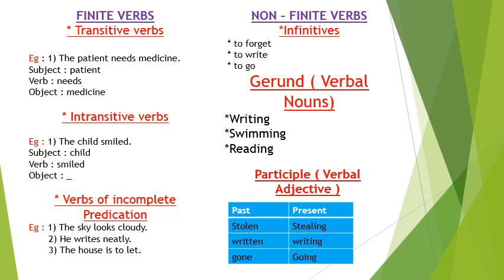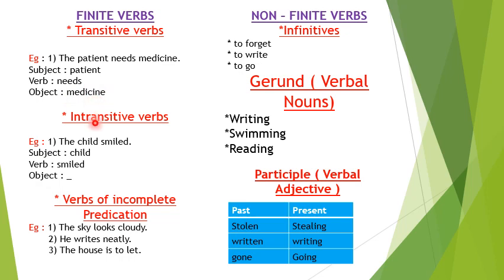Example, the patient needs medicine. Here, the subject is patient, the verb is needs, and the object is medicine. That means the action is completed by the object, that is medicine.